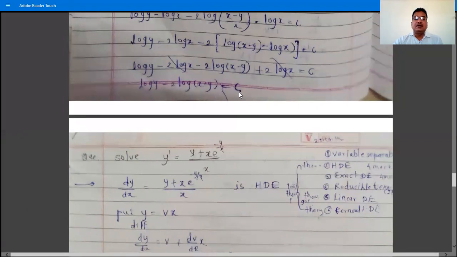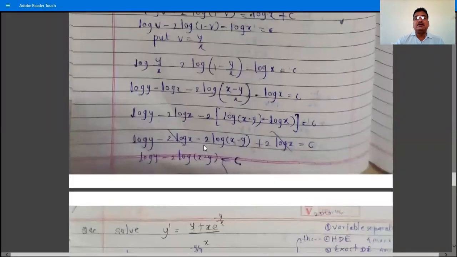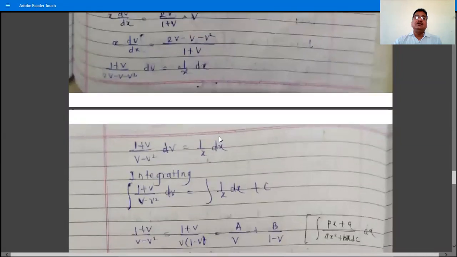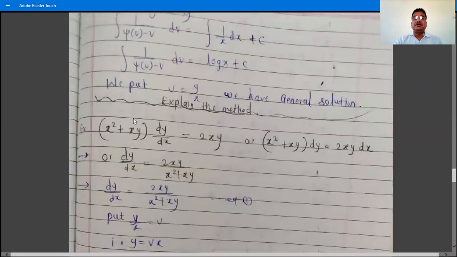Or we can also shift this to the numerator. So we have log y minus log (x minus y) squared, that is log of y by (x minus y) squared is equal to c, so e raised to c, suppose a new constant c1. So we can also simplify this step: y by (x minus y) squared is equal to c1 as the general solution. After substitution v is equal to y by x, we have the general solution. So this is the general solution of this given differential equation.